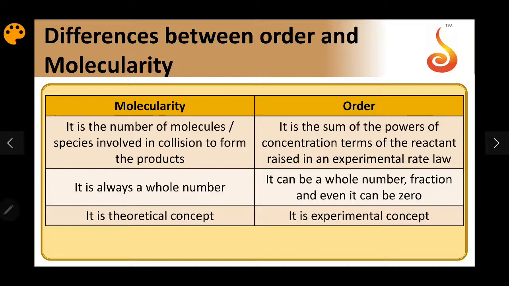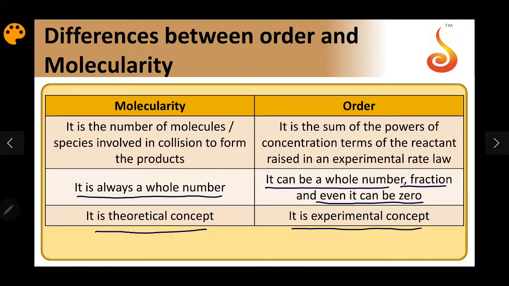The difference between order and molecularity: as we define, molecularity is the number of molecules of species involved in collision to form the products. In case of order, it is the sum of the powers of concentration terms in an experimentally determined rate law. So one more point here, molecularity is always a whole number. It cannot be a fraction, it cannot be zero. But order can be a whole number, can be a fraction, it can even be equal to zero. We have zero order reaction also. And molecularity is a very much theoretical concept and order is an experimental concept.